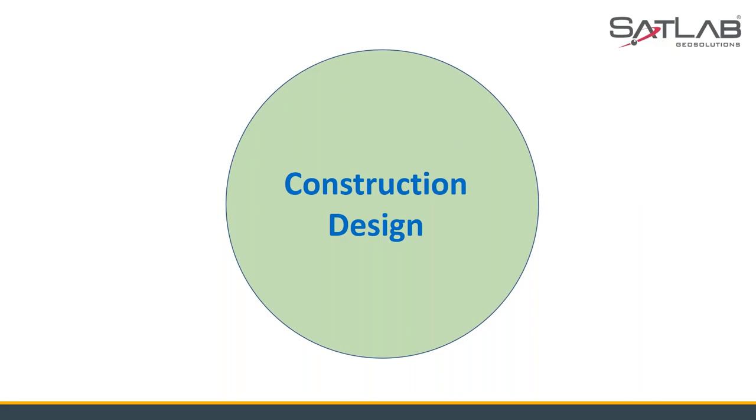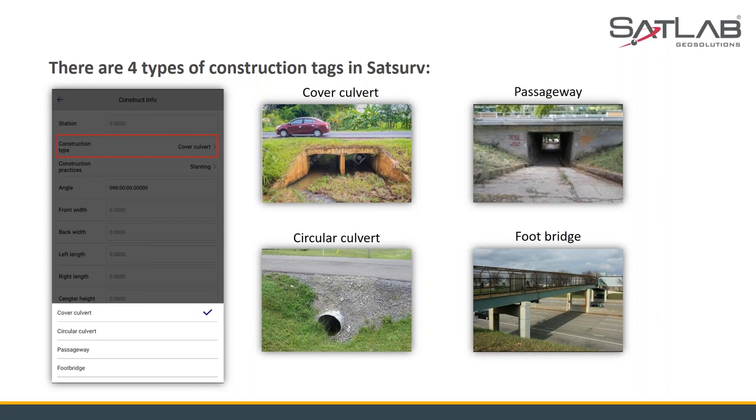We have the cover culvert, or we can call it a box culvert in some countries. This is my box culvert over here, and there's a circular culvert, or we can call it a pipe culvert, and a passageway, then a footbridge. So let's see how we can design all of these in SatSurv. So we have an option over here.